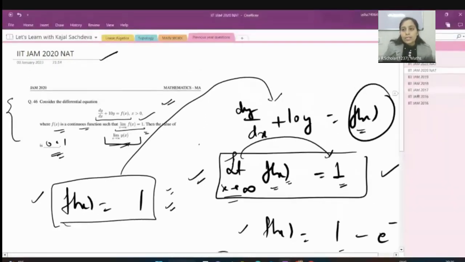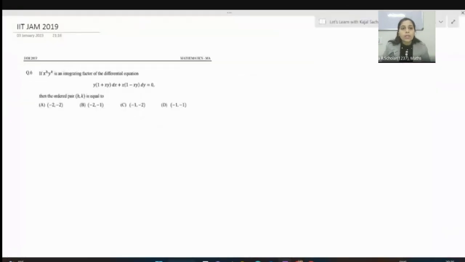Okay, so let's try another question, from IIT JAM 2019. This question is based on the integrating factor. Here, the integrating factor is given as x^h y^k. It means some function x raised to power h multiplied by y raised to power k. This is the integrating factor of the given differential equation, and you are to find the values of h and k. These are the options for h and k.